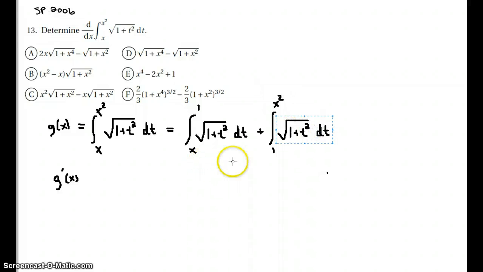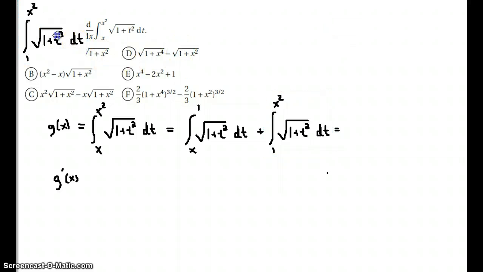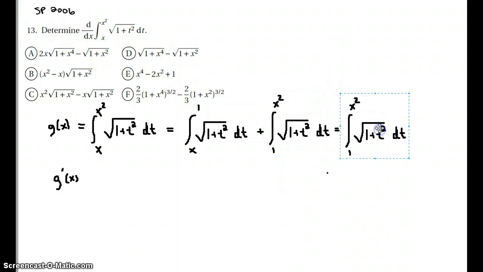We recognize that the first one is in the reverse order of what we need it to be, and so we can say that that is going to be the second integral minus the first integral, but then flipped, so that the limits of integration are in the correct order.